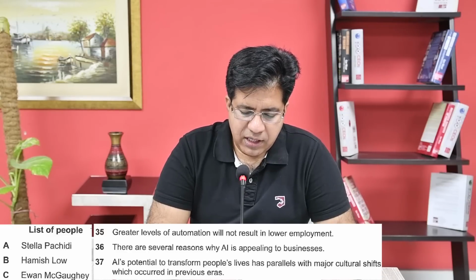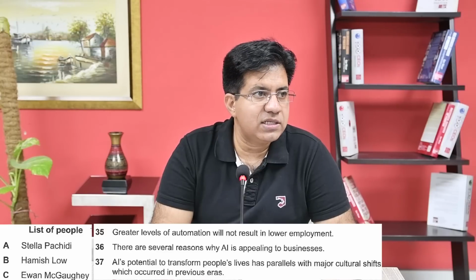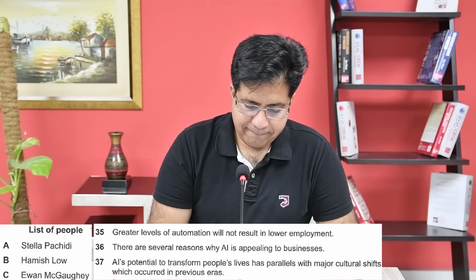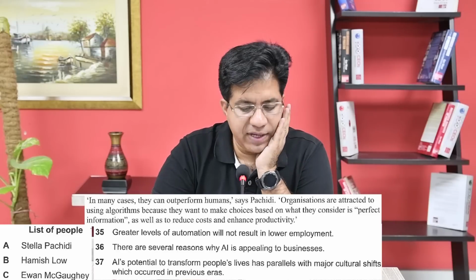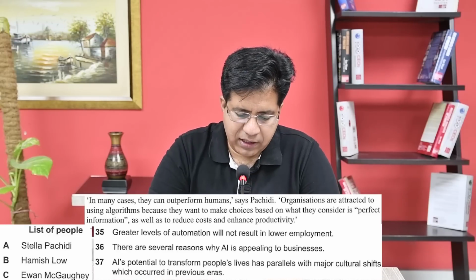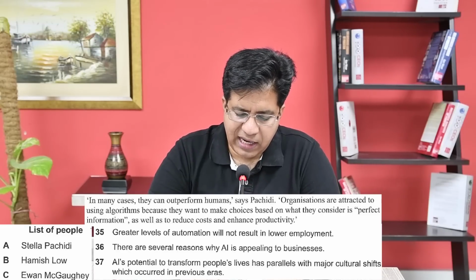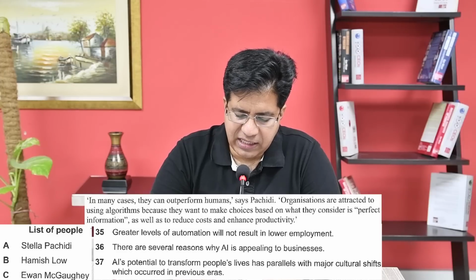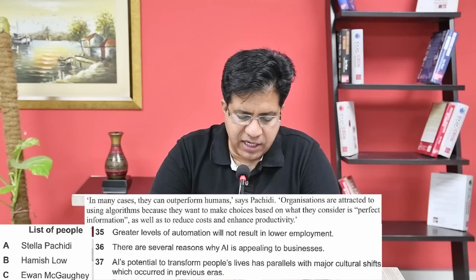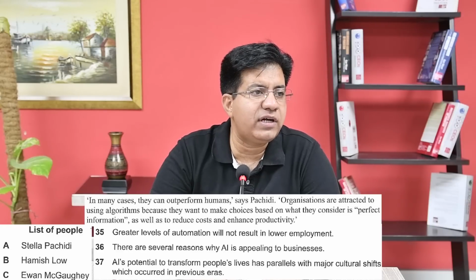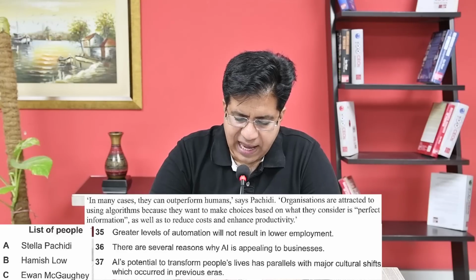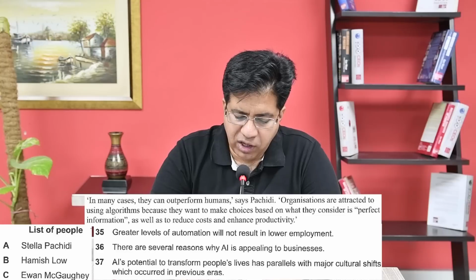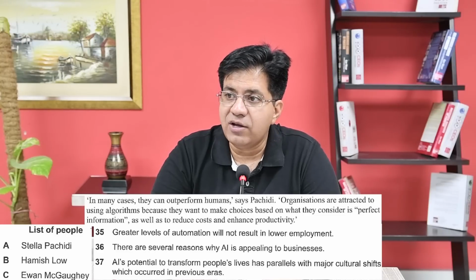Question number 36. There are several reasons why AI is appealing to businesses. Yes, why? Please come to third paragraph. Everybody. We read about that already. Third paragraph. In many cases, they can outperform humans, says Pachidi. Organizations are attracted to using algorithm. Algorithm is another word for artificial intelligence. Okay? Organizations are attracted to using algorithms because they want to make choices. Because means reasons why they want to use.